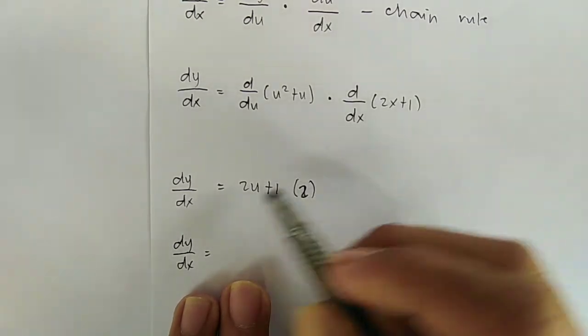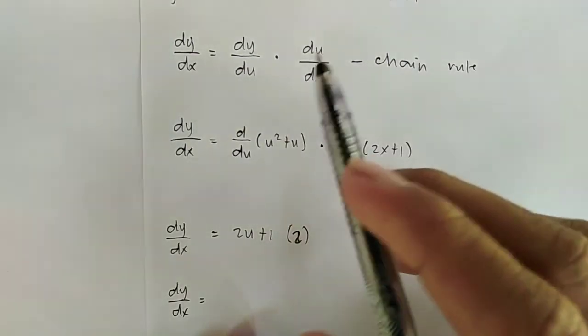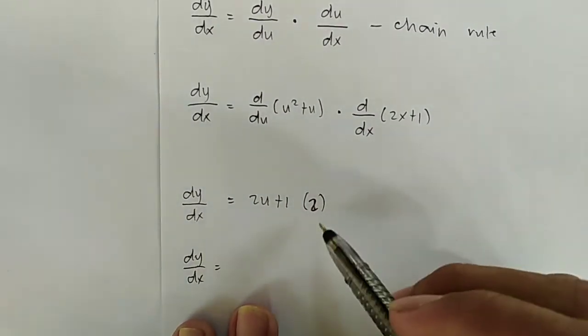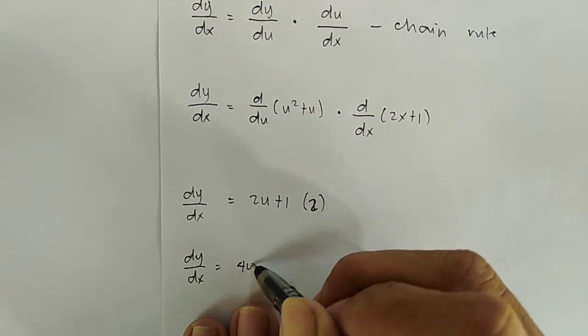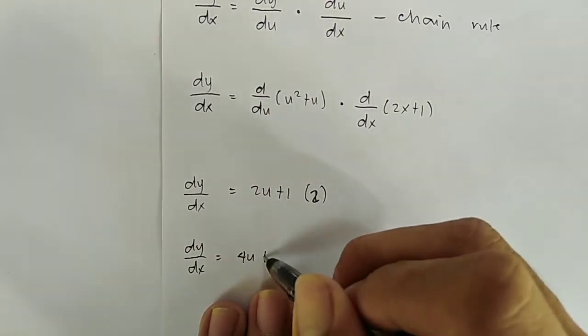Ngayon, ipag-multiply natin since yan yung nakasaad sa format ng chain rule. 2u plus 1 times 2. Magiging 4u: 2 times 2u, magiging 4u. And 2 times 1, magiging 2.